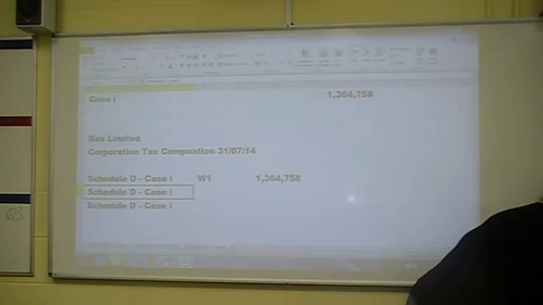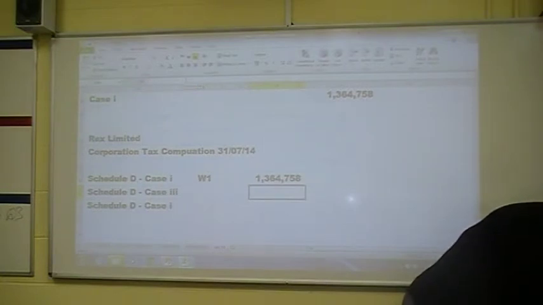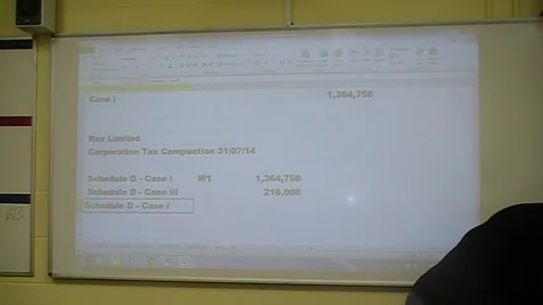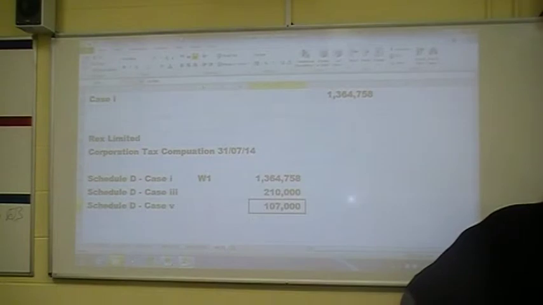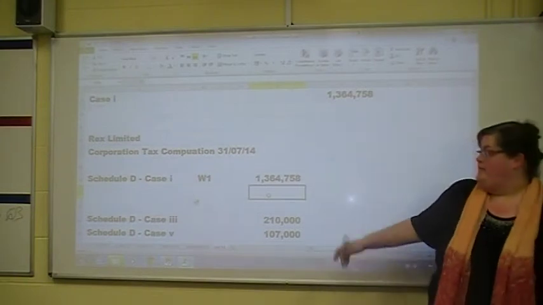We've got Schedule D Case 3, which is our foreign rental income of 210,000, and Schedule D Case 5, which is our Irish rental income. And just leave a little space, sorry, I should have told you, in between the Case 1 and the Case 3, because we actually work out our capital allowances.